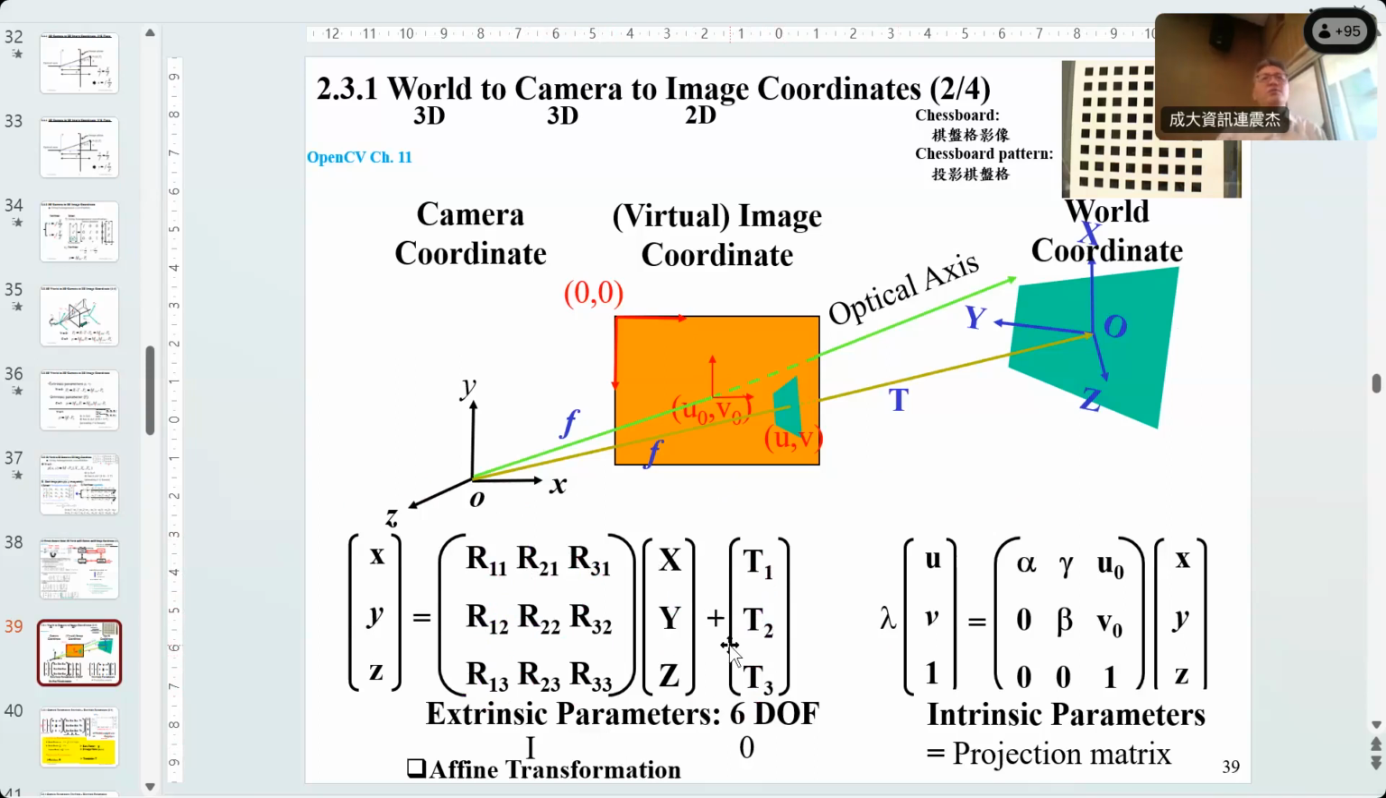orthogonal. It means they don't have a correlation. That's independent. That means you can do the translation first and then the rotation, or you can do the rotation first and then the translation. So you do a linear combination. The plus means this term and the other term are separated, separable, or independent. Independent means you can solve them separately. Okay. So this we call extrinsic parameters.